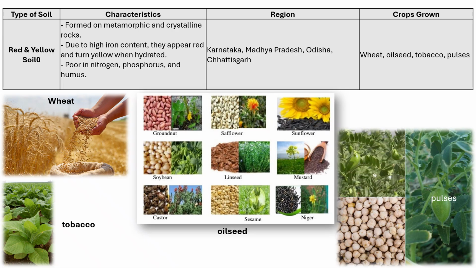Next, we move to red and yellow soils. They are generally formed from metamorphic and crystalline rocks. They have high iron content, which gives the reddish color. They are very poor in nitrogen and humus, so they need fertilizer for high productivity. They occur in the regions of Karnataka, Madhya Pradesh, Odisha and Chhattisgarh. Here the crops grown are wheat, tobacco, oil seeds and pulses. The oil seeds include groundnuts, soybean, sunflower, mustard and sesame. These soils support a variety of oil seed crops generally due to good drainage.